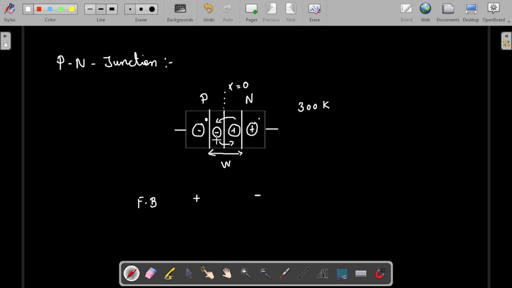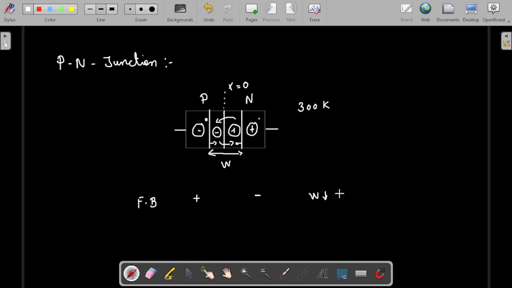Then what will happen? The extra holes will come here, then replace here. The absence of holes here is filled by the holes supplied by the battery or any external supply. Then slowly the depletion region will decrease. Similar to here, slowly the depletion region will decrease, because the electrons will come and rectify this region or reduce this barrier.